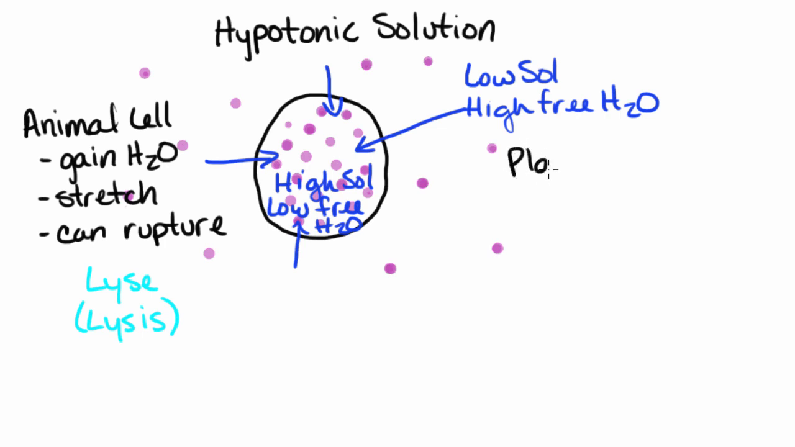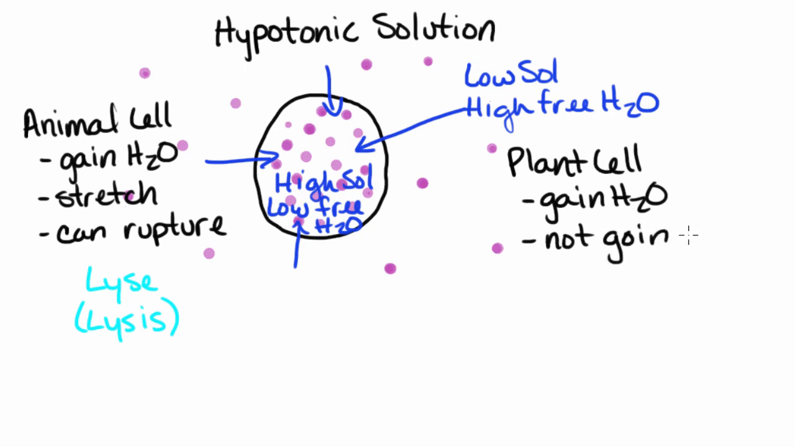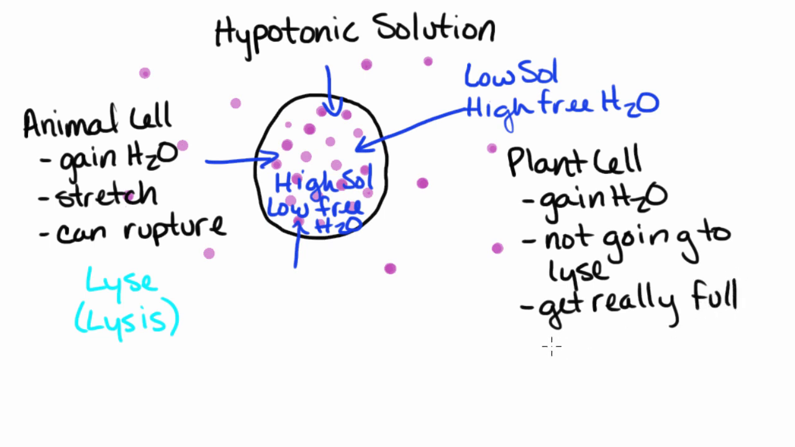Now, if we talk about the plant cell and contrast it here, the plant cell is also going to gain water. Now, when the plant cell gains water, because the cell wall is so rigid, the cell here is not going to burst. And so it's not going to lyse. And instead, it's going to get really full and it will really just plump up. So it will get plumped.